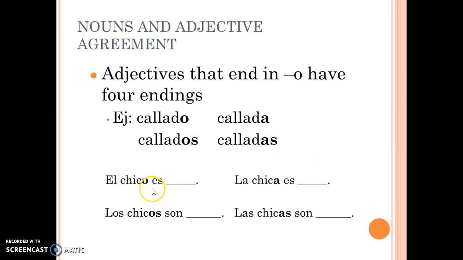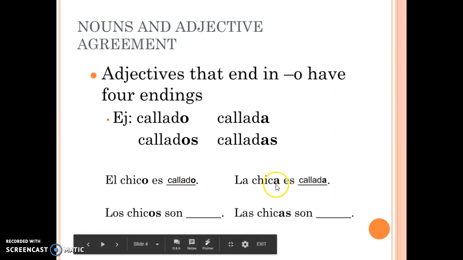So we have here a few examples, right? And you can see this one is callado. Notice how the endings match. Okay, chico, it's masculine singular; callado, masculine singular; chica, feminine singular; callada, feminine singular, and so on, with chicos callados and chicas calladas. They're both the plural forms. Here we have the masculine for chicos and the feminine for chicas.